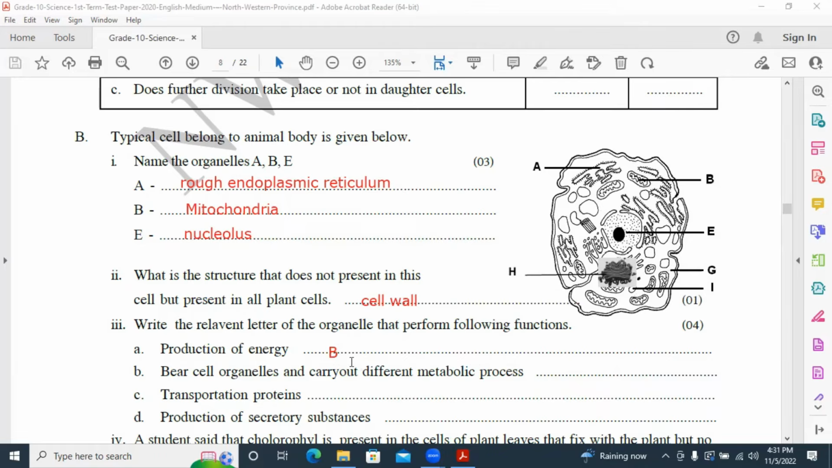They are cell organelles and carry out different metabolic processes. That is done by the cytoplasm, which is shown by letter G. Transportation of proteins is done by the rough endoplasmic reticulum, letter A. Production of secretory substances is done by the Golgi complex, answer H.